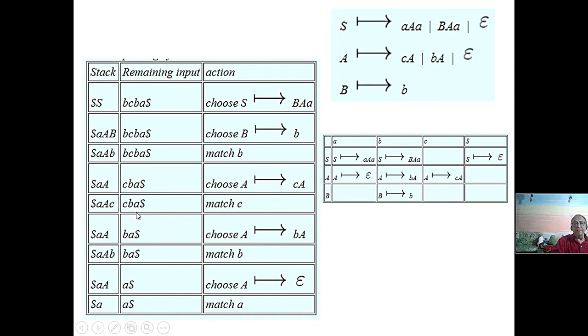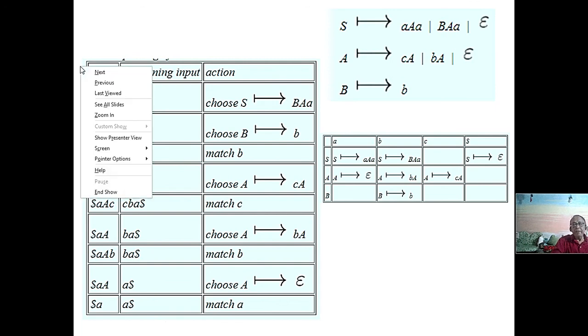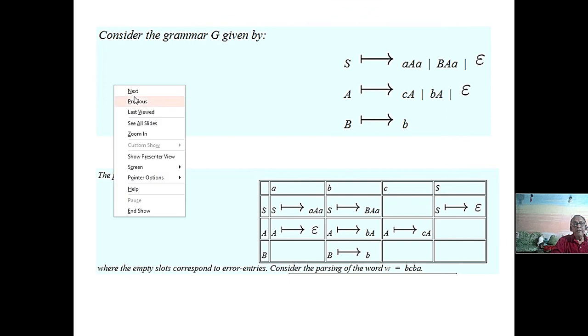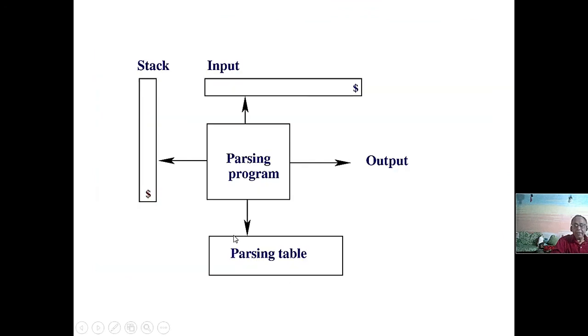That is the end of top down parsing. In the next class we will go through more examples of the top down LL1 table in more detail. You should practice with more examples, and next day we will start with bottom up parsing.